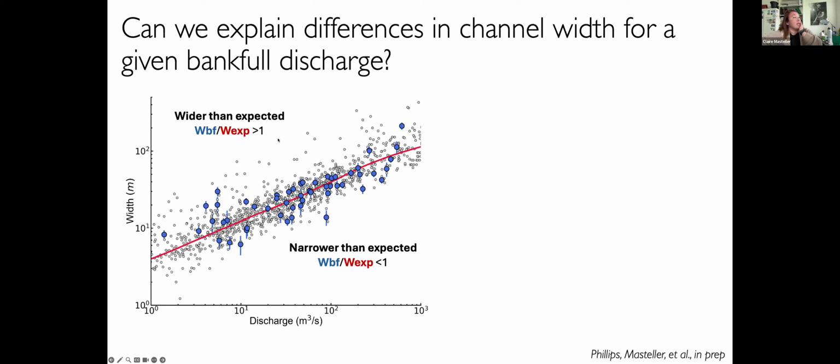In that case, if this ratio is greater than 1, our channels are sitting above this line. They're wider than we would expect for a given discharge. If our channels are sitting below this line, they're narrower than we would expect for a given discharge. And so this ratio gives us some indication of where our channels are sitting relative to the central tendency of our data set.